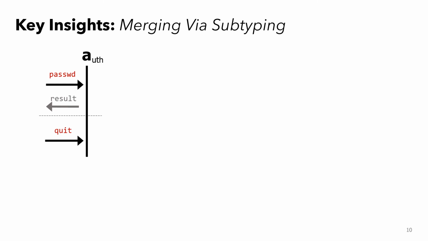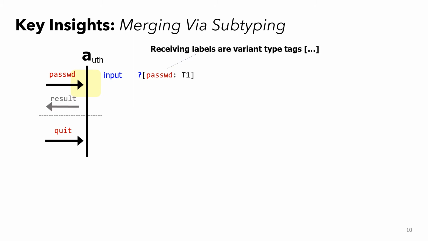For now, we use the types from our paper to explain the merging. We encode input types and labels as variant types and tags. In the first choice branch, we have an input of variant tag password, where the square bracket denotes the variant and question mark is an input. In the alternative branch, we have a variant tag quit. The question is, what is the resulting type when merging these two variant types?